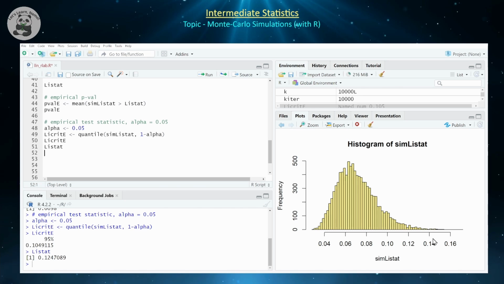But those are the main principles associated to Monte Carlo simulations and also how you can implement this in R.